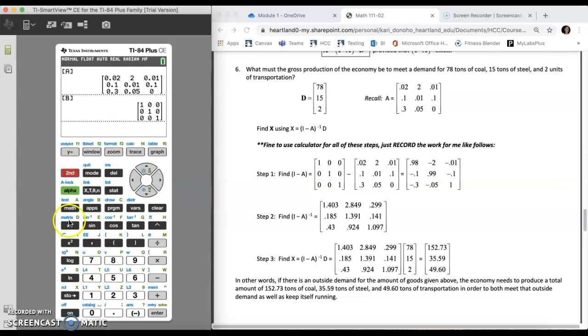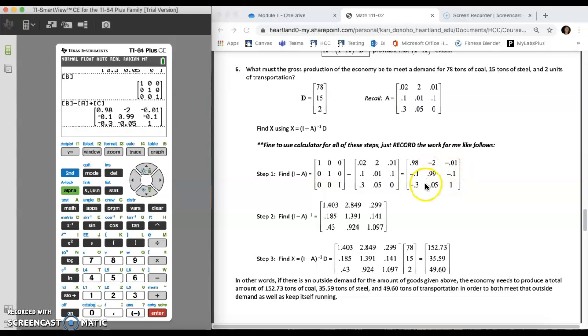I can say, okay, let's call up my I matrix, which for me is B, and then I'm going to subtract the A matrix from it. And I want to keep a store, so I'm going to store that in matrix C. Okay, so I get this matrix right here.